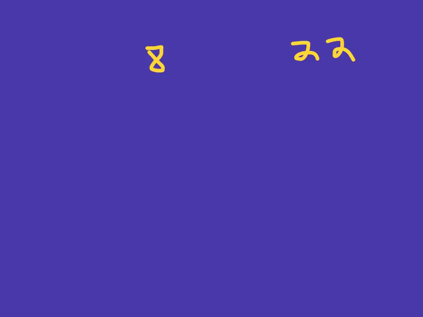New challenge here in the studio. We're supposed to find the least common multiple of these two numbers, 8 and 22. The method that we're going to use is the prime factorization method. So let's start with the smaller.